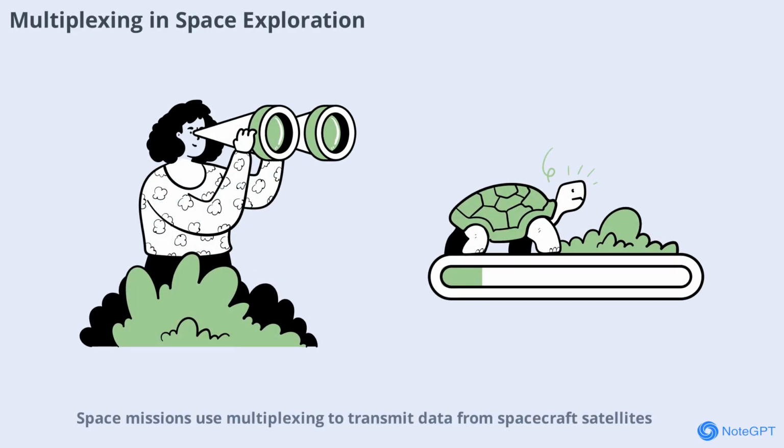Space missions use multiplexing to transmit data from spacecraft, satellites, and ground stations. By efficiently sharing communication channels, multiplexing enables the transmission of scientific data, images, and telemetry over vast distances. This technology is crucial for exploring our solar system and beyond.